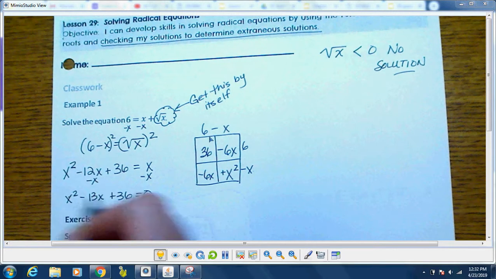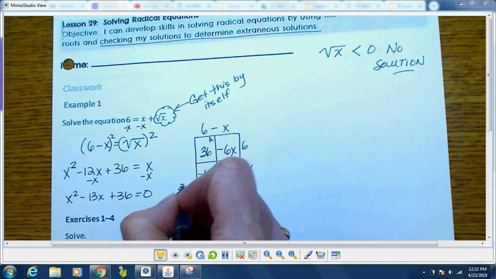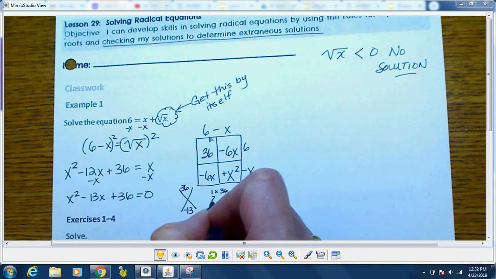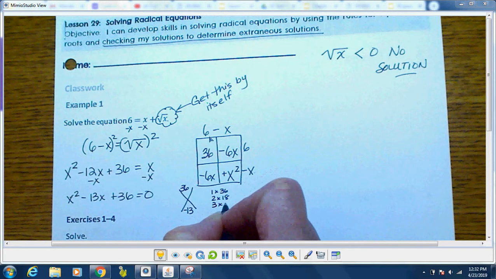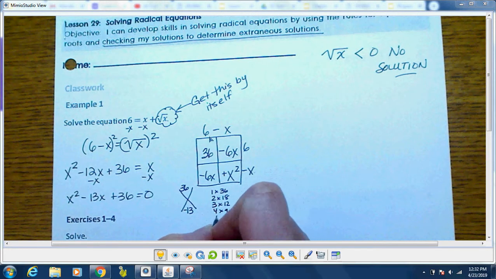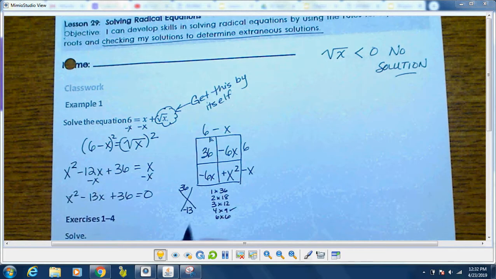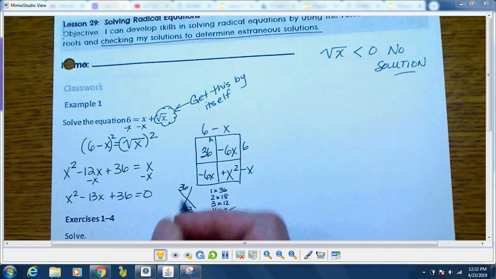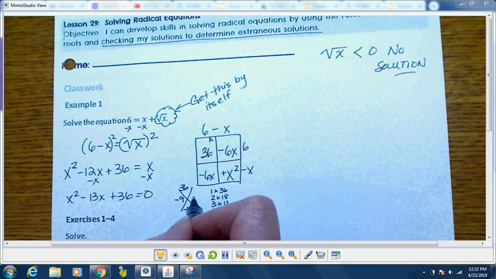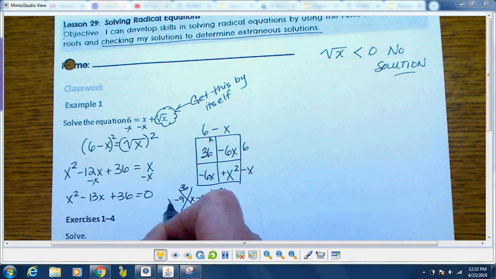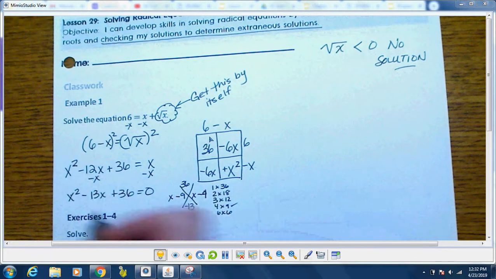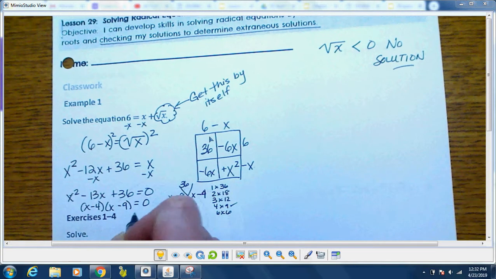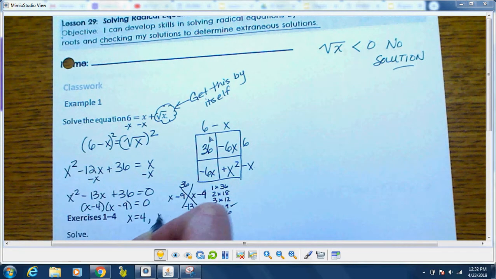So now I'm looking for two numbers that multiply to make 36 and add up to negative 13. If I think of the factors of 36, I have 1 and 36, 2 and 18, 3 and 12, 4 and 9, 6 and 6. It's going to be 4 and 9. And since they have to add up to negative 13 but multiply to be a positive number, they both have to be negative. Oop, that should be a 4. So I get x minus 4 times x minus 9 equals 0. So x equals 4 or x equals 9.